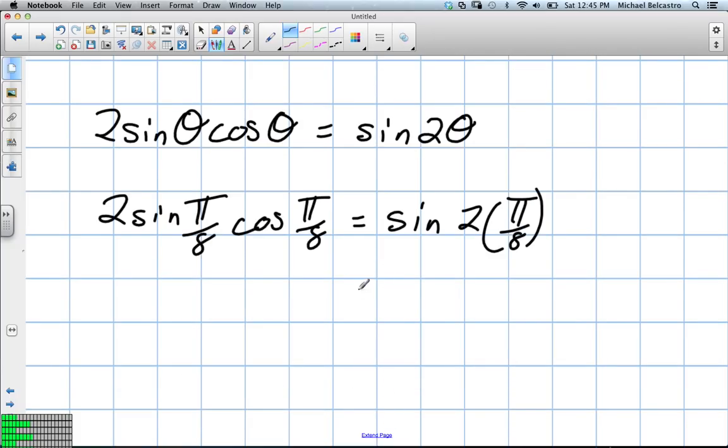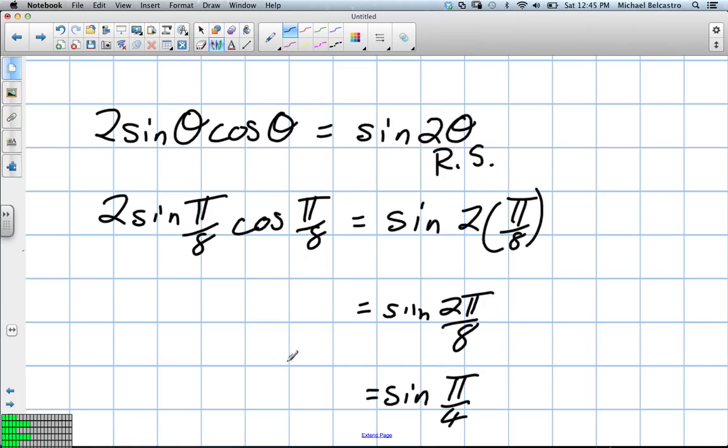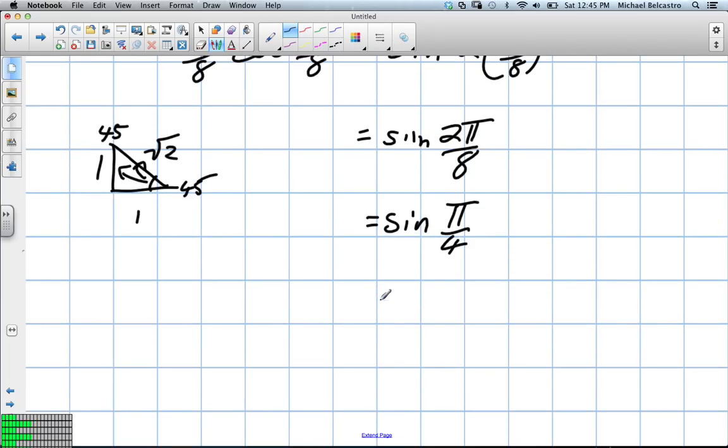Okay? We're just going to solve the right side of the formula now because we've simplified this. 2 times this will give us sine 2 pi over 8, which is the equivalent of sine pi over 4. Well, pi over 4 in our special triangles is our 45-degree triangle with sides 1, 1, and root 2. And sine is opposite over hypotenuse, so we're left with 1 over root 2. That would be our evaluated answer.